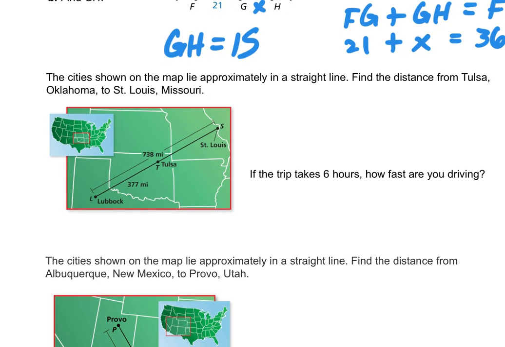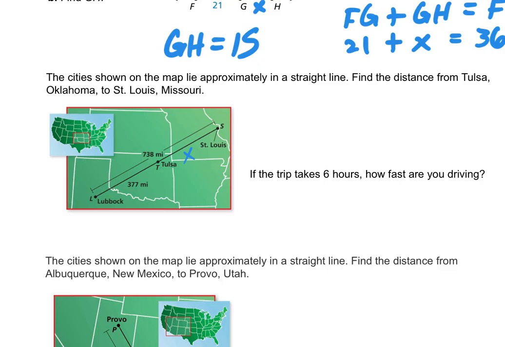All right, looking at this map, the cities shown on the map approximately lie in a straight line. So we've got these cities connected by a straight line. Find the distance from Tulsa, Oklahoma to St. Louis, Missouri. So we've got Lubbock in Texas to Tulsa, Tulsa to St. Louis, and we got 2 different distances given. We know the distance from Lubbock to St. Louis. We know the distance from Lubbock to Tulsa. We're looking for Tulsa to St. Louis.